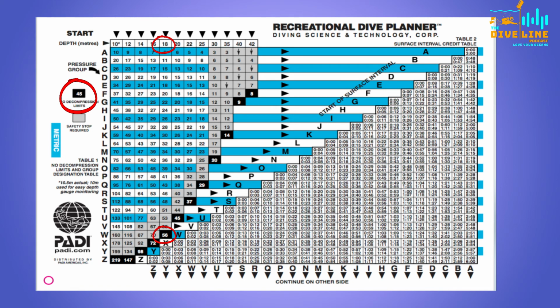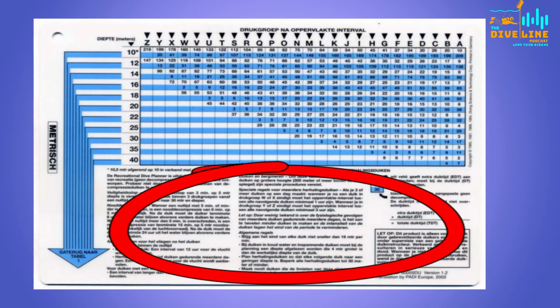On the other side of the RDP, on page 2, it's worth looking at the information at the bottom. There's further information on safety stops, emergency decompression, flying after diving, diving at altitude. There are special rules for multiple dives depending on the pressure group that you finish at. And there are some general rules, including safe ascent rate, cold water diving. And finally, always remember, dive within your training and experience levels and never exceed the limits on this planner. Wherever possible, try not to dive to those maximum limits.